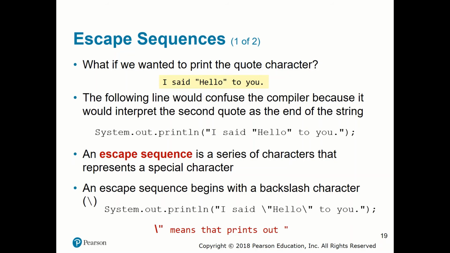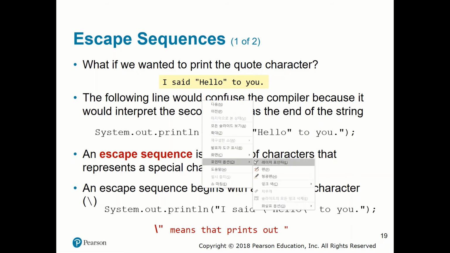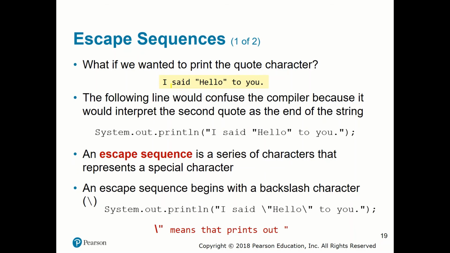Now I will explain about escape sequences. What if you want to print out like this? So you want to print out like this. It means that in the print statement, double quotes are included like this. Perhaps you are going to try it like this. But this line would confuse the compiler because it would interpret the second quote as the end of the string.